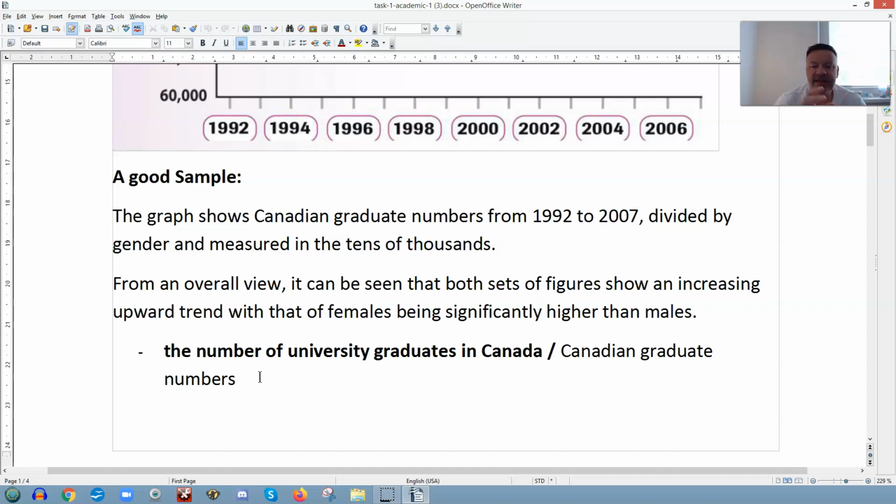It's in this place, it includes this, it covers this, and it's assessed in this way. Okay. Now, from an overall view, it can be seen that both sets of figures show an upward trend, with females being significantly higher than males. And that's all you basically need for your introduction and overview. In paragraphs 3 and 4, you'd be expanding on these features with figures and data.